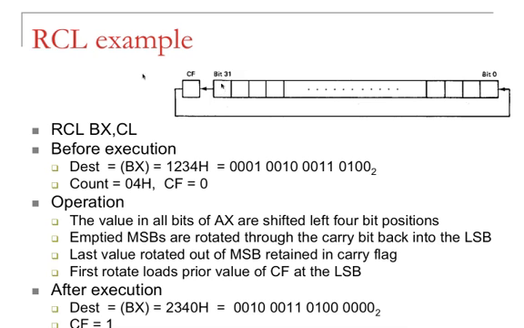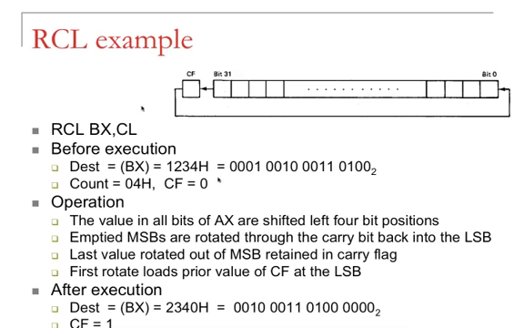This means that bit should be 15, because BX is a 16-bit number. This most significant bit is going to be copied into the carry flag, and the initial value of the carry flag will be loaded into the least significant bit side. The last value rotated out of the MSB is retained in the carry flag, and the first rotate loads the prior value of the carry flag into the least significant bit.